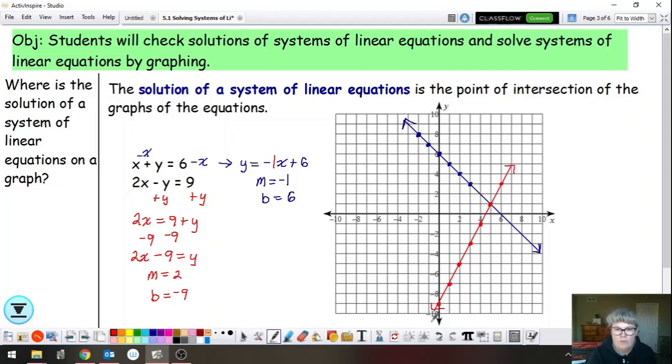And now I'm going to identify the solution. The solution is going to be the point where the two lines intersect. In this case, the solution is at (5, 1). So if we check, 5 plus 1 is 6. And in the second equation, 2 times 5 is 10, subtract 1 is 9. That works. So our solution is (5, 1).